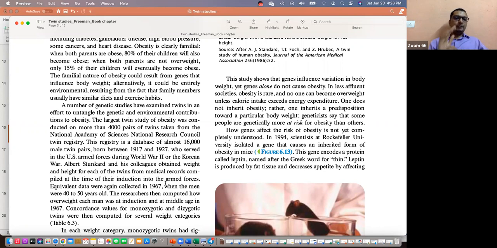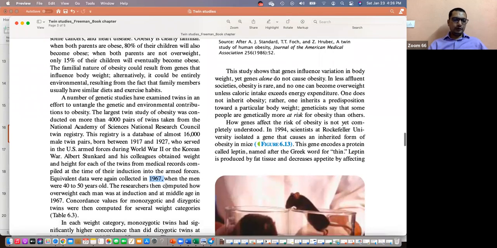And the second time they collected data was in 1967, approximately when these people were at the age of 40 or 50 years. So twice they took the data: at the time of recruitment, when they were about 20, 25 years, and then again after about 20 years, at the age of 40 to 50 years.